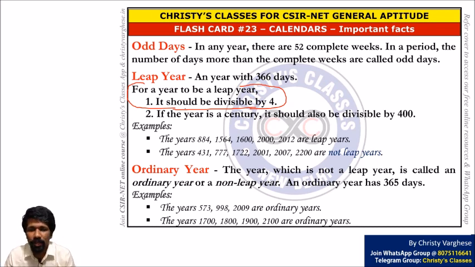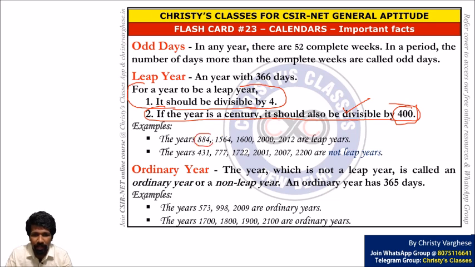In every 4 years there is no leap year. Most of the time there is a leap year every 4 years, but sometimes there is no leap year in 4 years also. That is when a century is coming. That condition, if you are not aware, please learn it. If the particular year is a century, that number should be divisible by 400 to be a leap year. I will explain what that means.